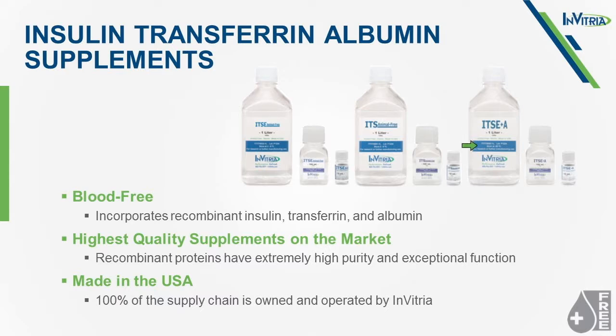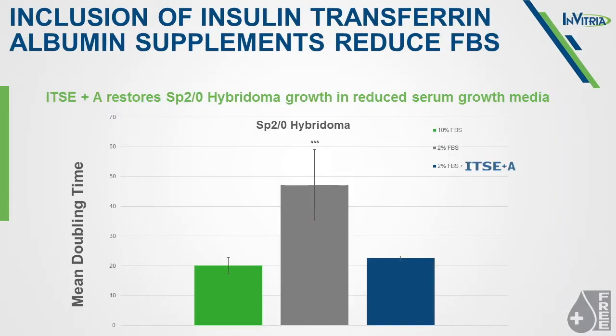And then ITSE Plus A is our ITSE product, so it contains selenium and ethanolamine, in addition to our recombinant, cell culture grade albumin known as Cellastim S, at a final concentration of 200 mg per liter at a 1x incorporation level. So now that I've introduced these 3 insulin transferrin supplements, first I want to give you a few examples as to how these products can be utilized in reduced serum culture, and then we'll move into the more sophisticated serum-free media formulation.